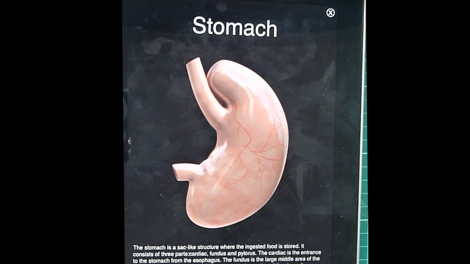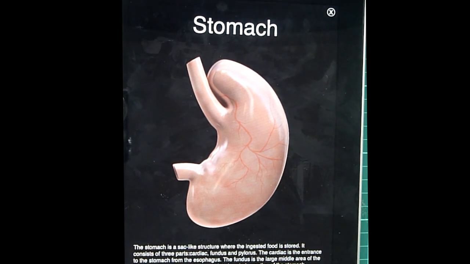The stomach is a sac-like structure where the ingested food is stored. It consists of 3 parts: cardiac, fundus, and pylorus. The cardiac is the entrance to the stomach from the esophagus. The fundus is the large middle area of the stomach. The pylorus is the constricted posterior portion of the stomach.